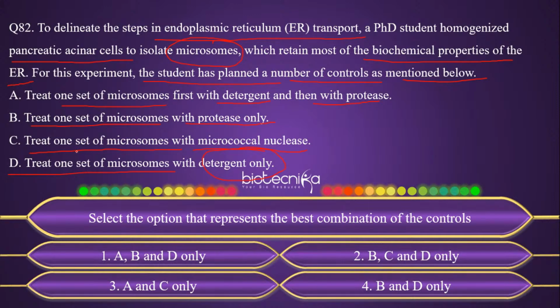Okay, let me show you the correct combination of controls. See, your correct answer is 1. That is A, B and D only. Well, from the option itself, you can clearly determine this thing.